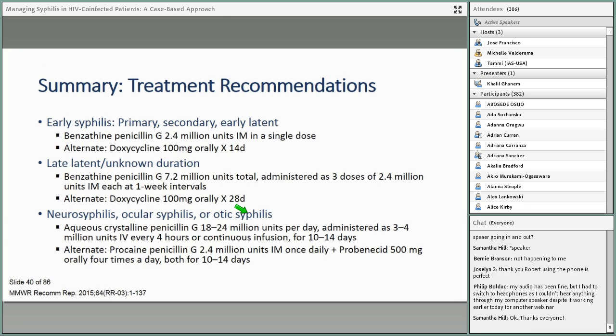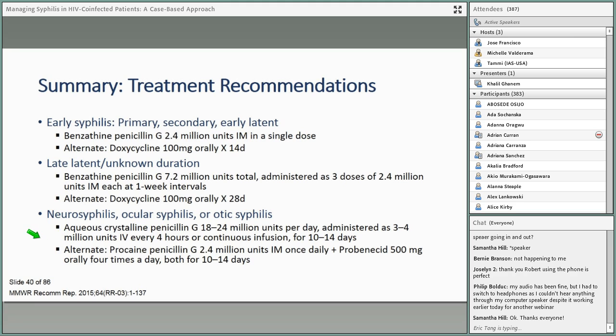2 weeks of doxycycline is just fine in both HIV infected and uninfected patients. We have reasonable data to suggest that it works fairly well. So if they're not pregnant, they have early syphilis, and they are penicillin allergic, you can use 2 weeks of doxycycline. Patients who have latent syphilis are treated with 3 doses of benzathine penicillin G, or 1 month of doxycycline if they're not pregnant and they have latent syphilis. And so early syphilis, 1 dose of benzathine penicillin G. Late syphilis, 3 doses of benzathine penicillin G. Ocular syphilis, otic syphilis, or neurosyphilis, 14 days of IV penicillin.